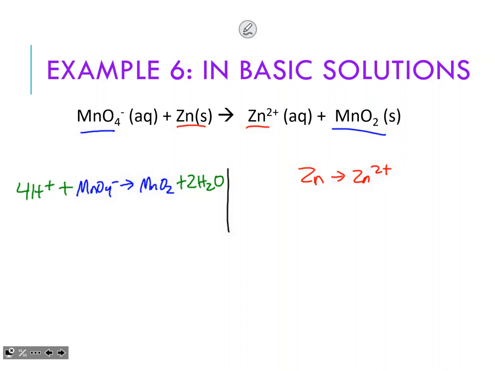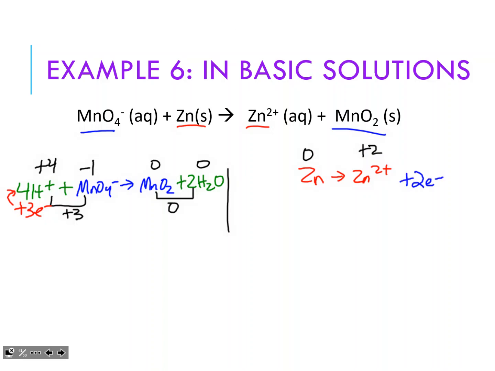Next thing to do is look at charge balance. Alright, charge balance, we have +4, -1, 0, 0. So this is going to be +3, and that's going to be 0. So we need to add in 3 electrons over here to the reactant side. That works. Now over here, we have 0 to +2. So we need to add in 2 electrons, and they go where? They go over here to the product side, good.